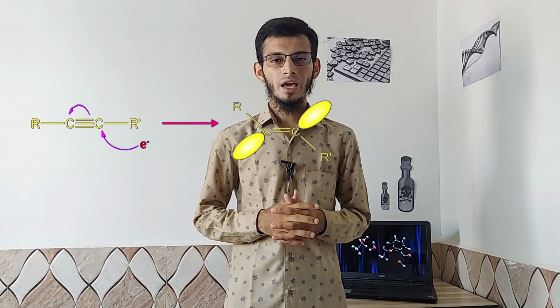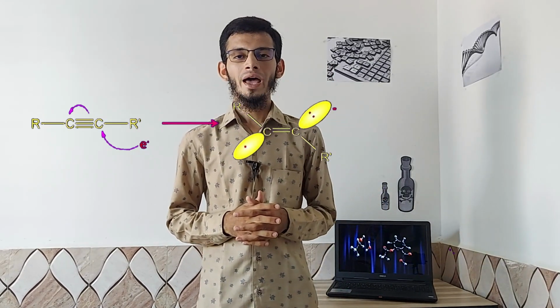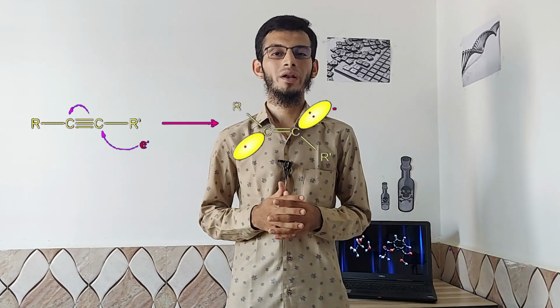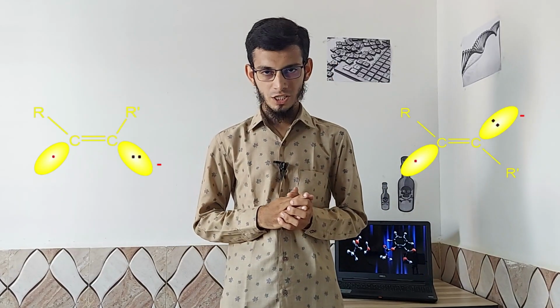So an electron will attack on any of the sp carbons, resulting in a radical anion. Here you can see there are two lobes. One lobe has two electrons and another has one electron. So there are two possible structures of radical anion. One will give you cis product and another will give you trans product.